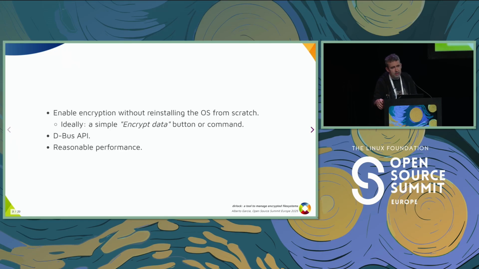And for that, it's also handy to have a D-Bus API in order to be able to manage the encryption system. And last, the system should have a reasonable performance. Like adding disk encryption, there's always some overhead. But let's try to find something that is not too slow so the user can use the machine normally without noticing a very big regression in performance.